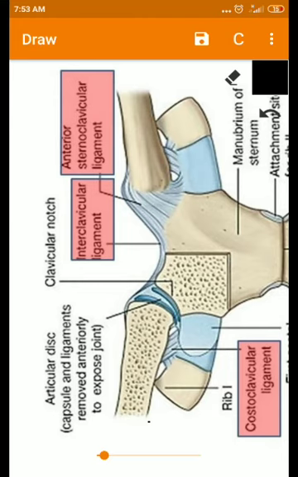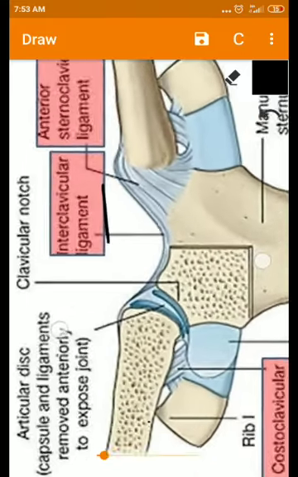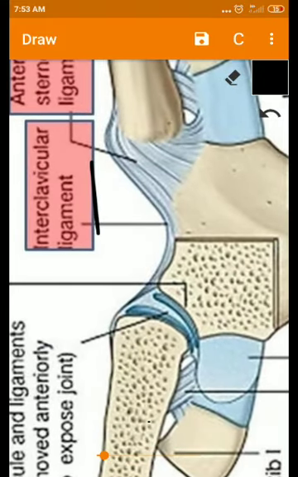Now, another ligament is called the interclavicular ligament. The name itself indicates that inter means in between, clavicle, in between the clavicles. You can see here the ligament is present in between the clavicles. It is attaching the two clavicles, so it is called the interclavicular ligament.